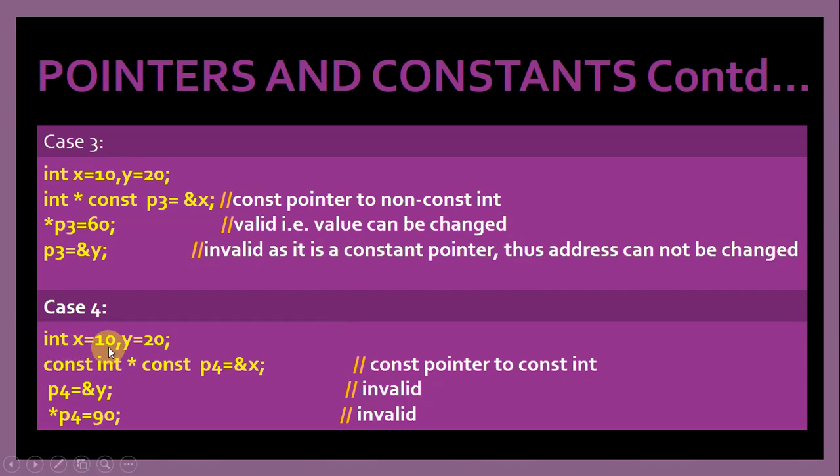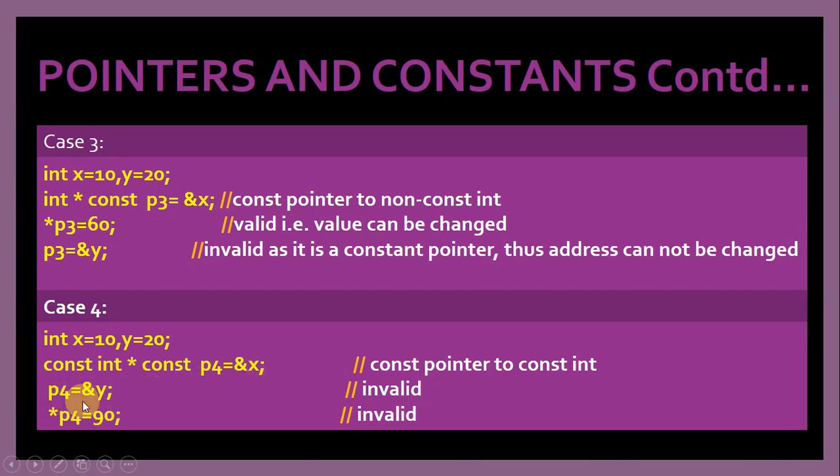Now consider one more case. Suppose we have two variables, again int x = 10 and y = 20. Now I declare a pointer which is pointing to a constant integer, and the pointer is also a constant pointer. See, const int *const p4. So in this case, the value and address both cannot be changed. So if I say this is equal to &x, it means it is containing the address of x.